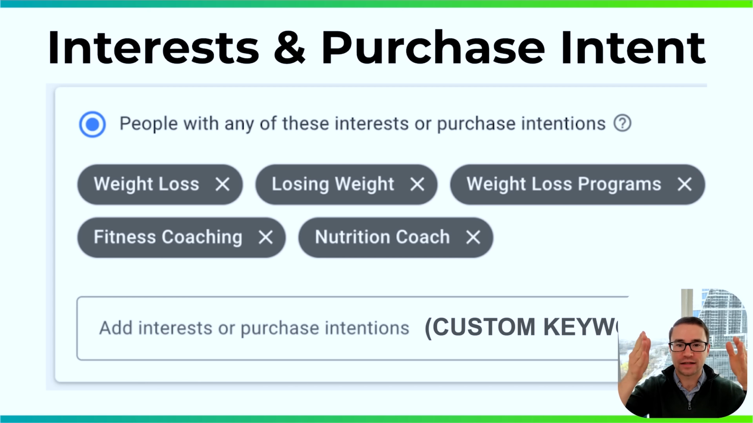So this is an audience segment builder inside of Google. What we can do is we can target people that have specific interest and purchase intent.